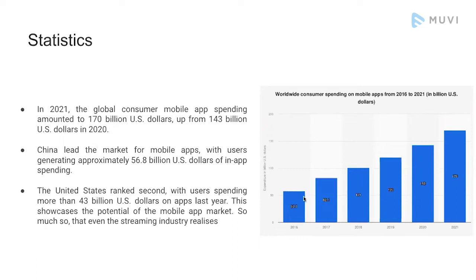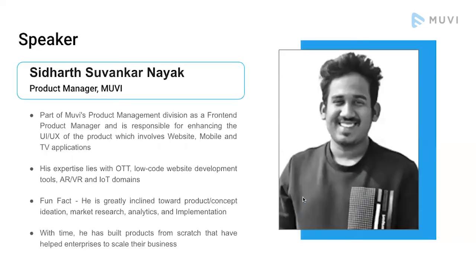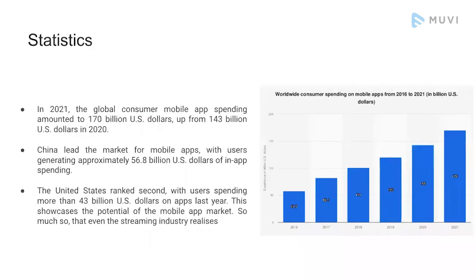Now, this showcases the potential of the mobile app market. So much so that even the streaming industry realizes its true reach, with over 73% of the population having access to mobile phones today. No wonder businesses are lapping up the idea of creating apps that are engaging and help them tap into the next revenue goldmine.